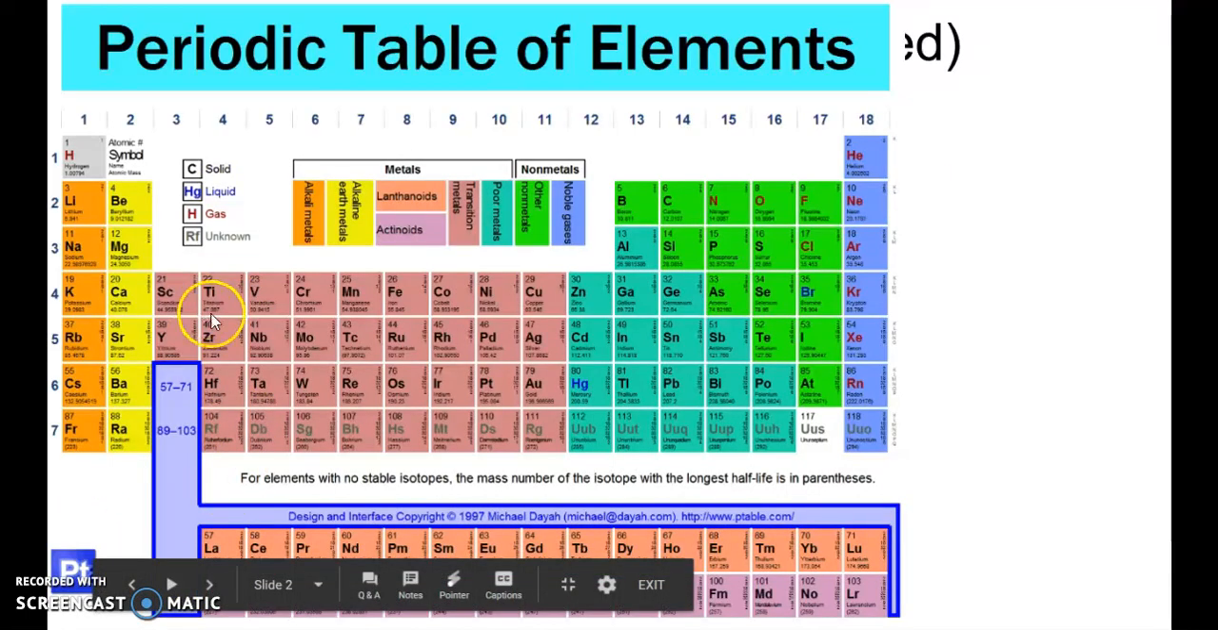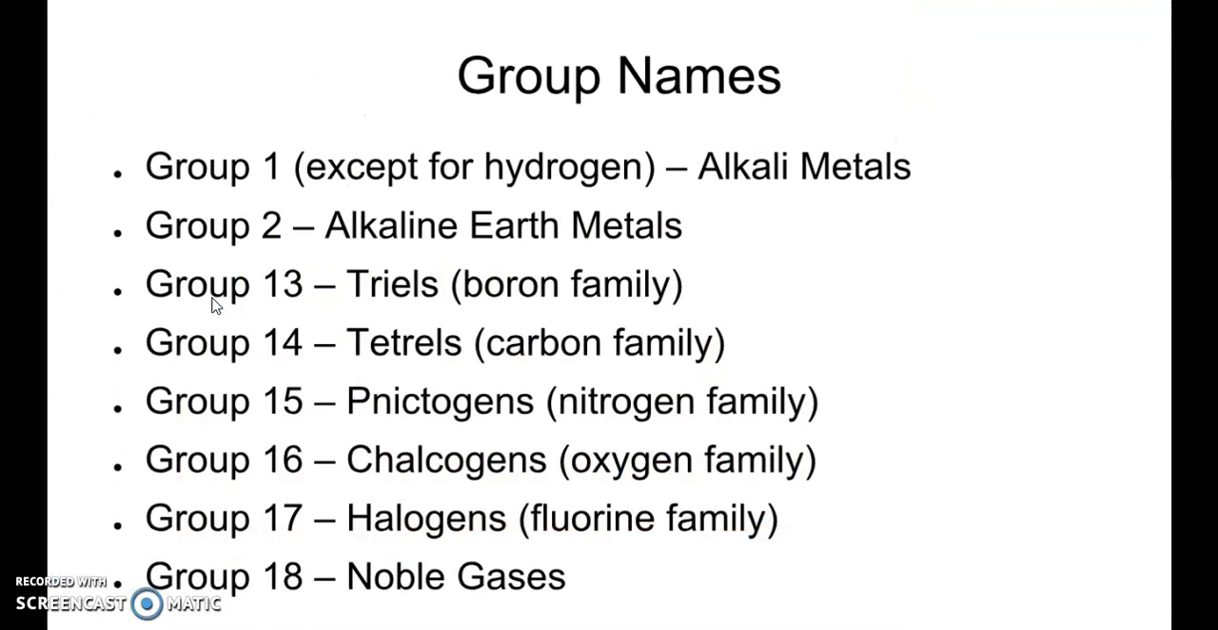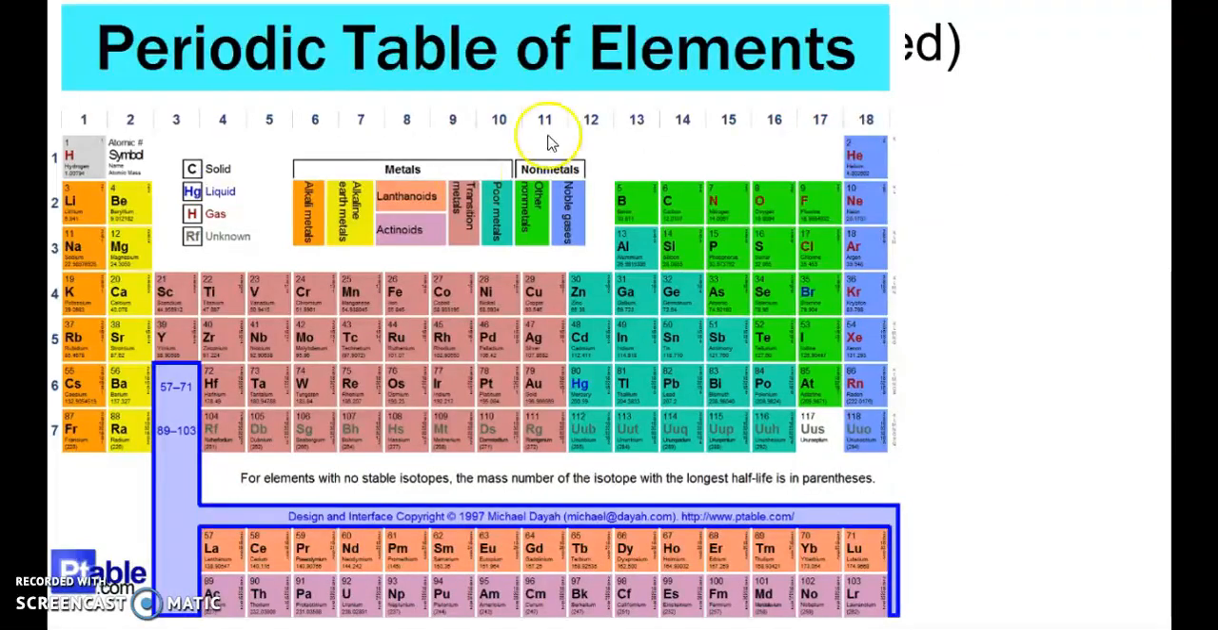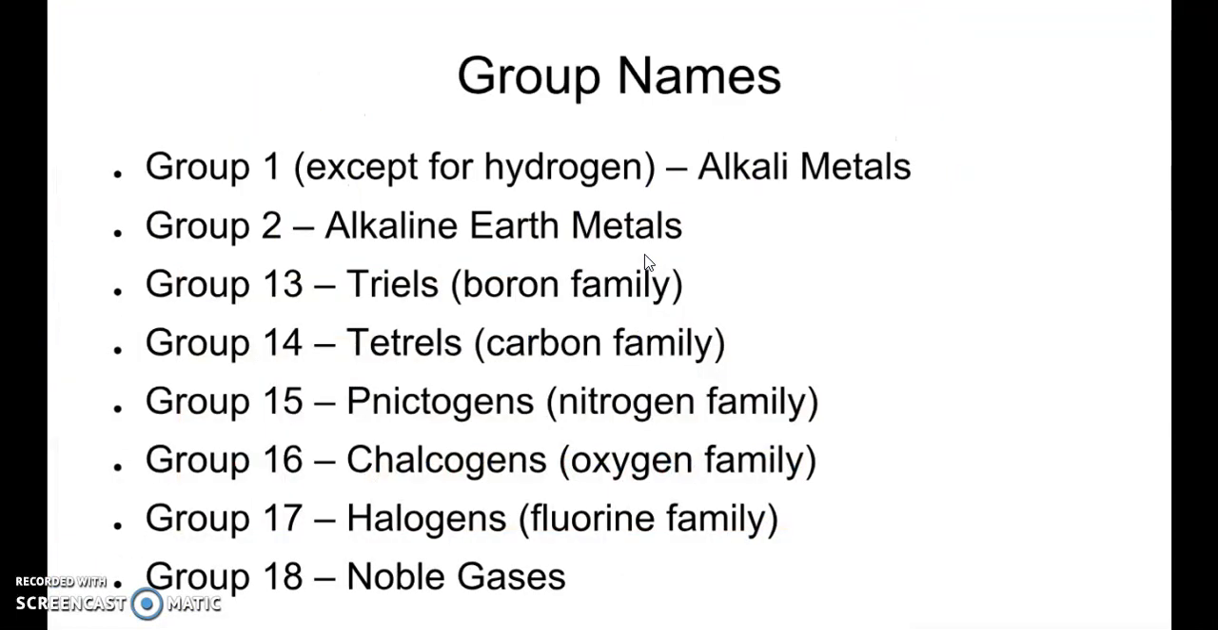We're skipping all these guys here in the middle because transition metals, they kind of do their own thing, and we'll talk later on about that. But anyways, group 13, which is over here, boron. Those are the triels, the boron family. Group 14, carbon family, or tetrels. 15, pnictogens, nitrogen family.